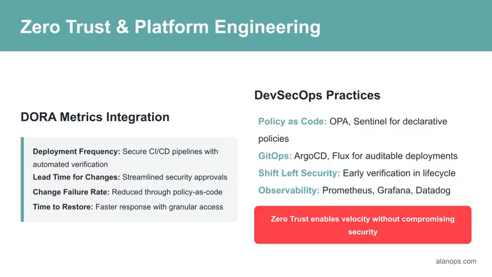Policy as code with tools like OPA and Sentinel, GitOps with Argo CD and Flux for auditable deployments, shift left security in the development lifecycle, observability with Prometheus, Grafana, Datadog. Security and speed are not trade-offs, they're complementary. Zero Trust, done properly, gives you both.